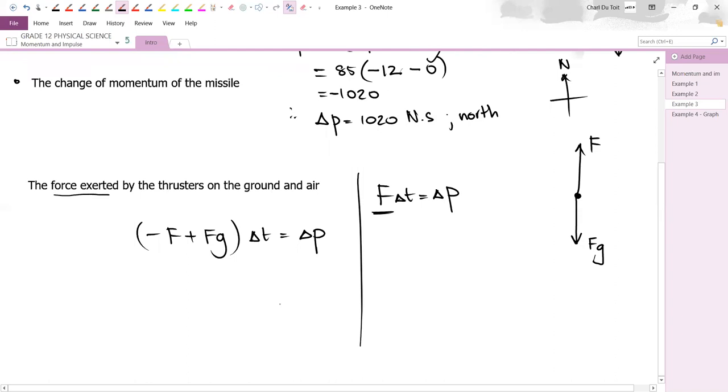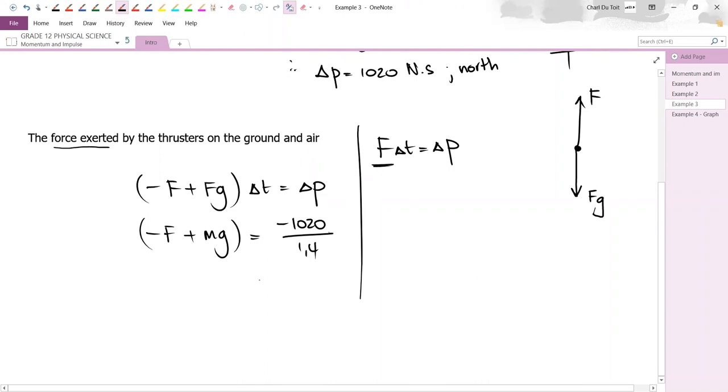Right, Fg is Mg. You have to write plus Mg. And I'm just going to put the delta T over to the other side. So I have delta P, which is negative 1020, over the time. What's the time? It's 1.4 seconds. Okay. Does anyone calculate that quickly for me? It's negative 728.57. Good.